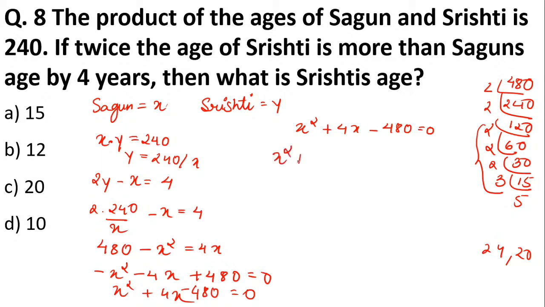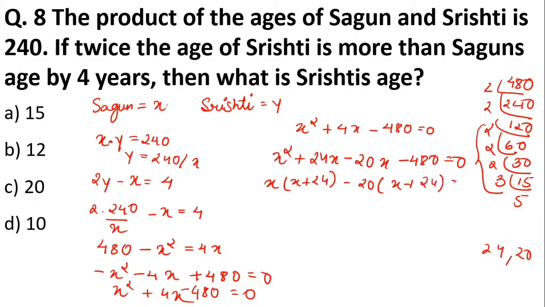So x square plus 24x minus 20x minus 480 is equals to 0. Okay. Now I'll take common as x. X plus 24 minus 20 I'll take common. X plus 24 you will get equals to 0. So now what numbers you'll get? X plus 24 and x minus 20 equals to 0. So if you will take each time, you will take this equals to 0 and again this equals to 0. You'll get x is equals to 20 or you'll get x is equals to minus 24.